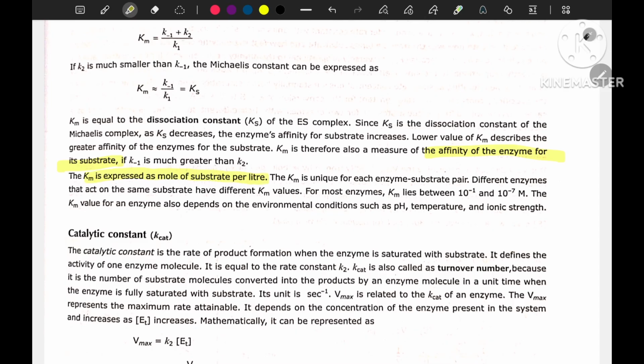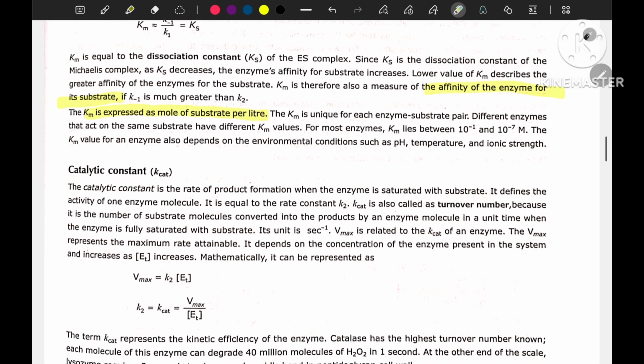Km is unique for each enzyme substrate pair. Different enzymes that act on the same substrate have different Km values. For most enzymes, Km lies between 10 raised to the power minus 1 and 10 raised to the power minus 7 M. The Km value for an enzyme also depends on environmental conditions such as pH, temperature, and ionic strength. Catalytic constant.